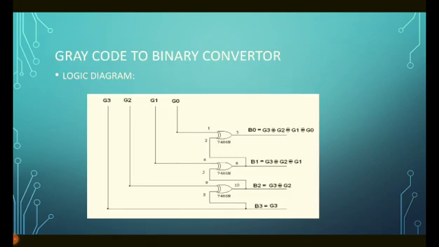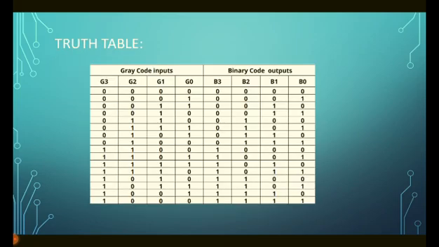And next one is gray code to binary converter. Here is the logical diagram. In the logical diagram, we have 4 inputs, 4 outputs, and we have used 3 XOR gates. In the truth table, the input is gray and the output is binary. So we will see the truth table.